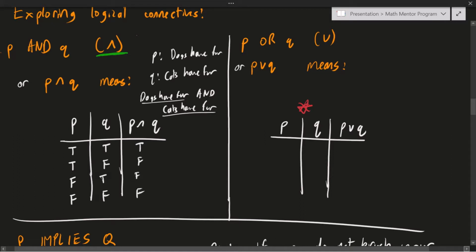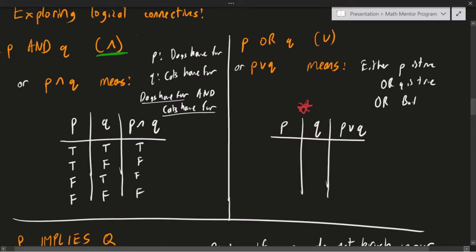Similarly, we have OR, and we're going to use something called an inclusive OR. The best way I like to explain this one is this. Let's say I'm inviting you to my party, and I want you to bring some food. And I say, I want pepperoni or cheese pizza. Am I going to be mad if you bring me both pepperoni and cheese pizza? No, more the merrier. So what we want to say here is that P or Q means either P is true, or Q is true, or both are true.